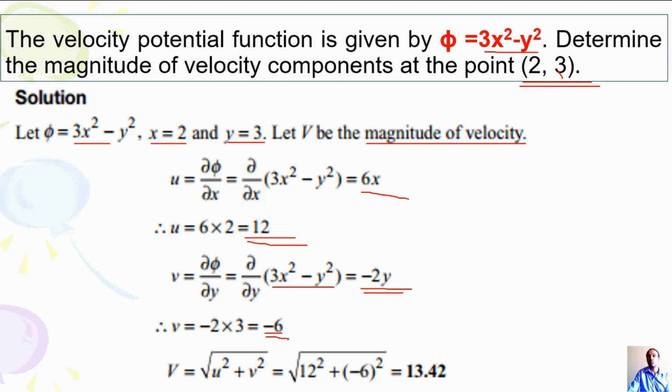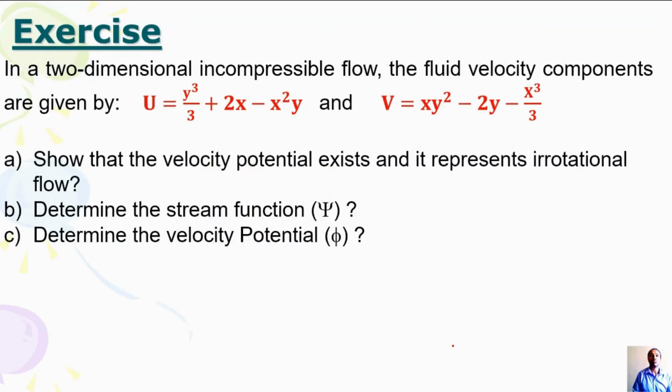This is the v velocity. Then the magnitude will be the square root of u squared plus v squared, so you have this result. Again, you can calculate the direction. So as an exercise, you can try this one.